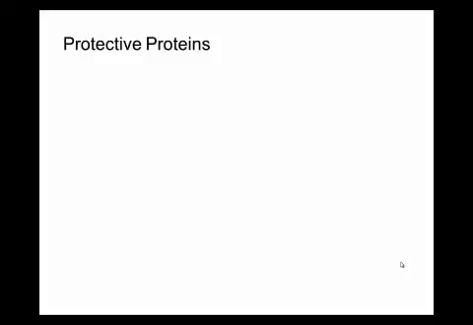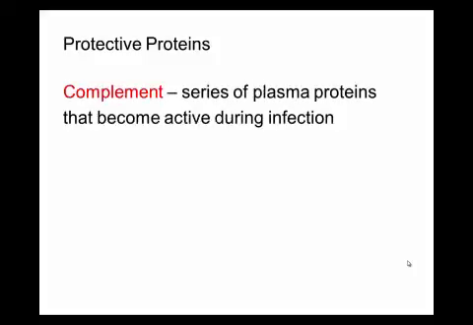There are some protective proteins that are included in innate immunity. One of these is called complement. This is a whole series of blood plasma proteins, and these become activated during an infection. This is usually following the release of an antibody. We'll look at antibodies in the next unit.